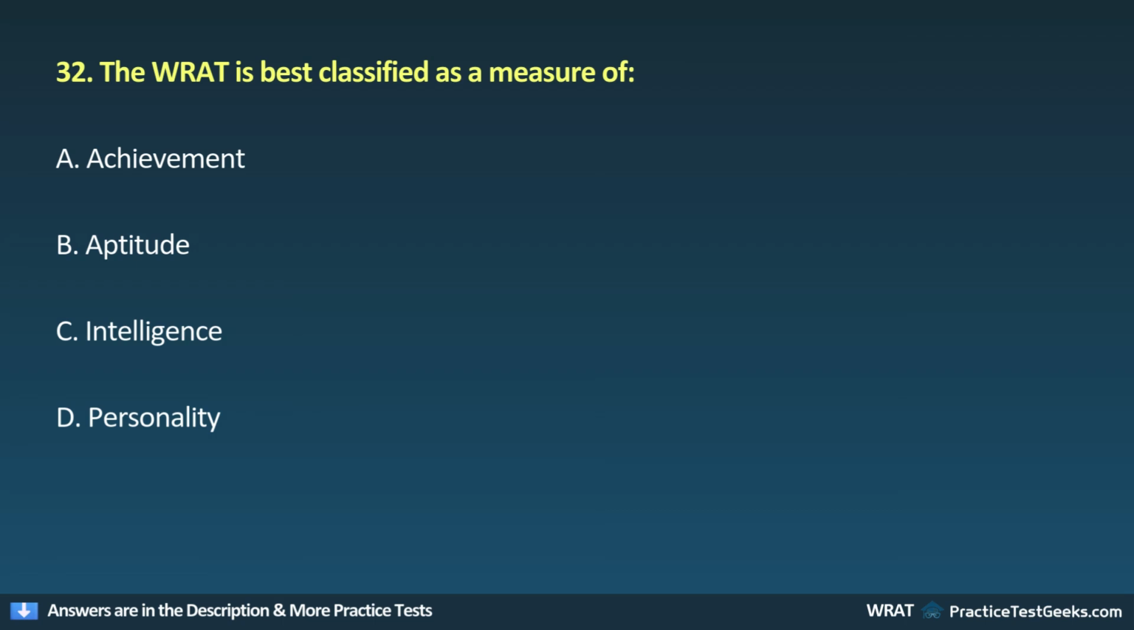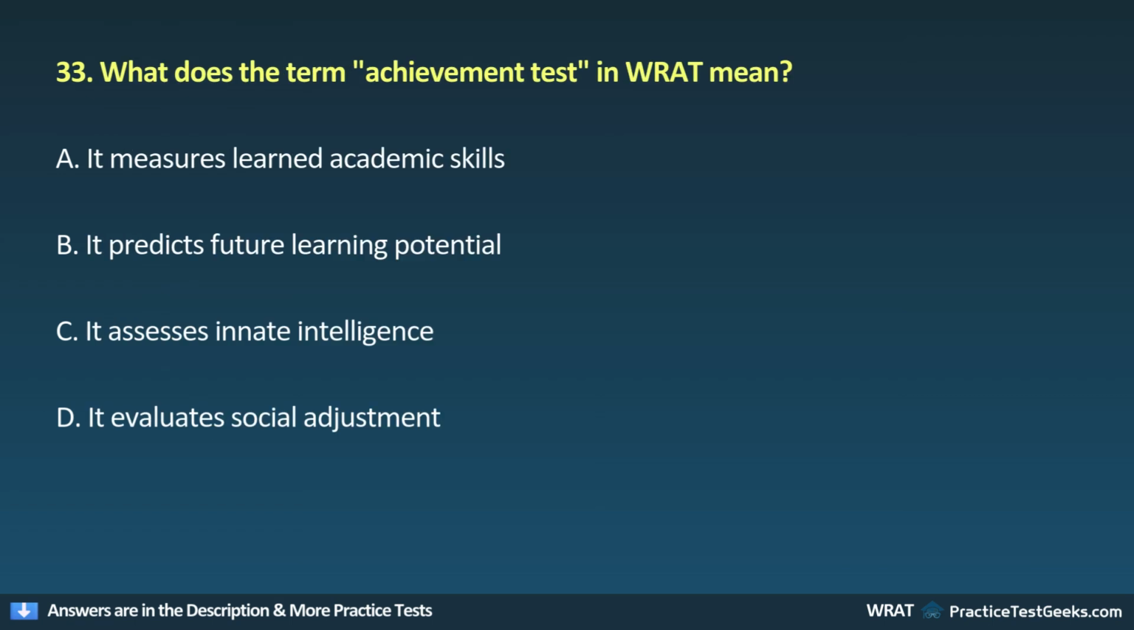32. The WRAT is best classified as a measure of: A. Achievement. B. Aptitude. C. Intelligence. D. Personality.